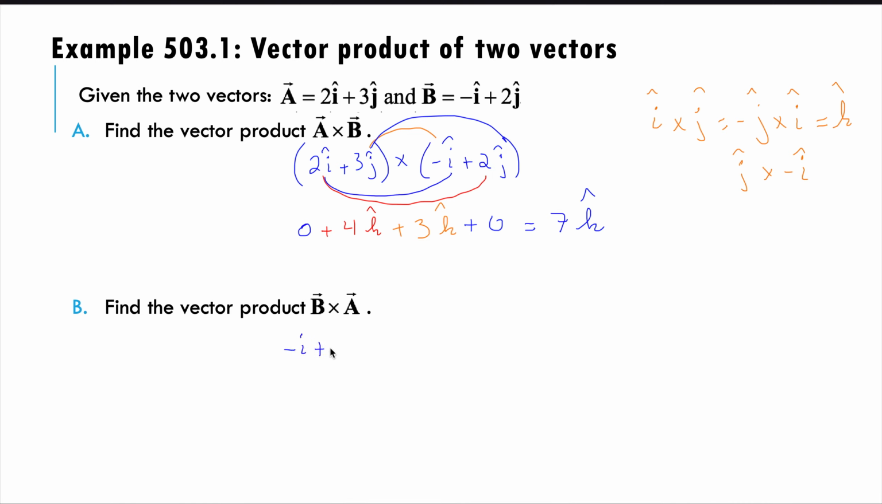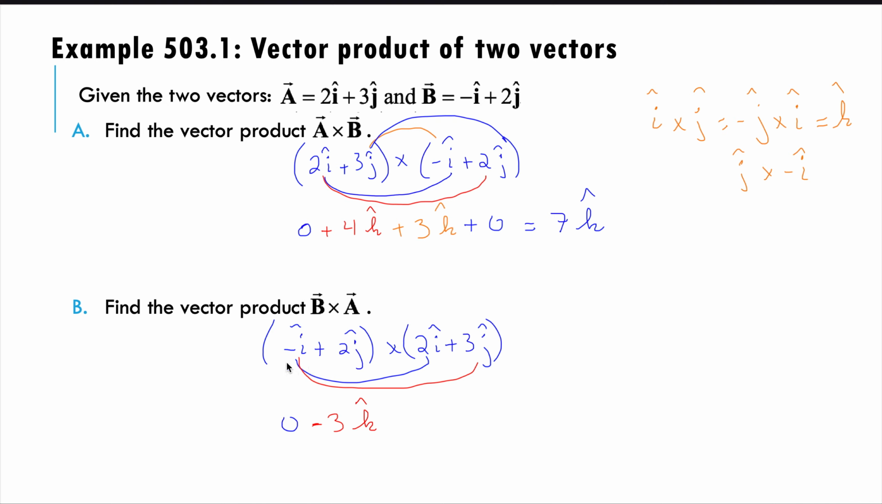Negative i plus 2j cross 2i plus 3j. So when we do the negative i cross i, that's going to be 0. And then we're going to do the outer, negative i cross 3j. Now that's going to give us a negative k, and if you're not sure about this, it's going to give us negative 3k.